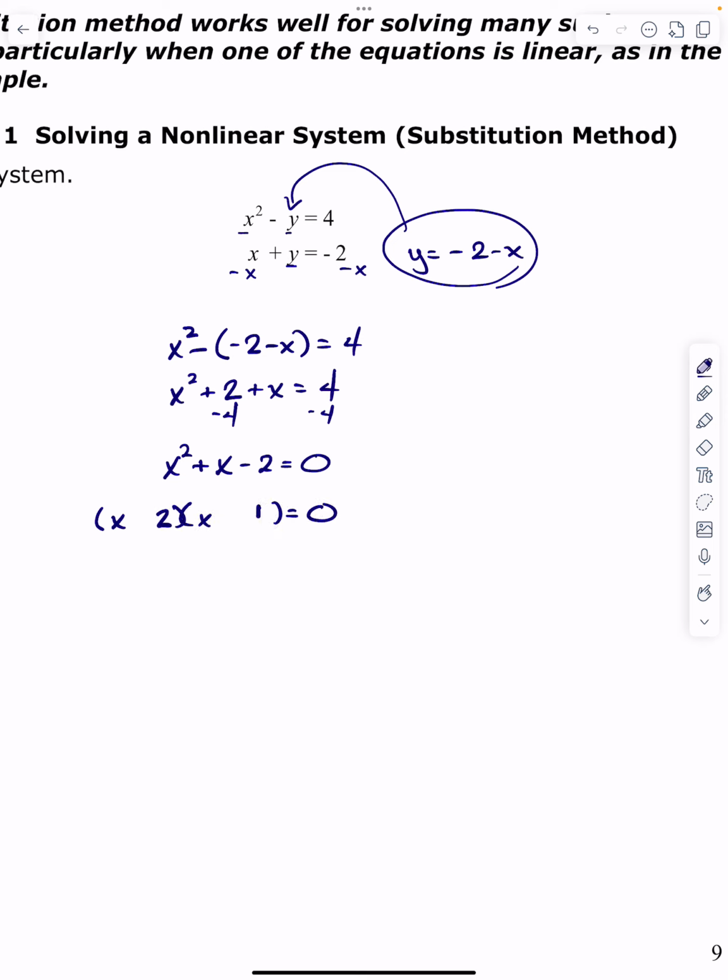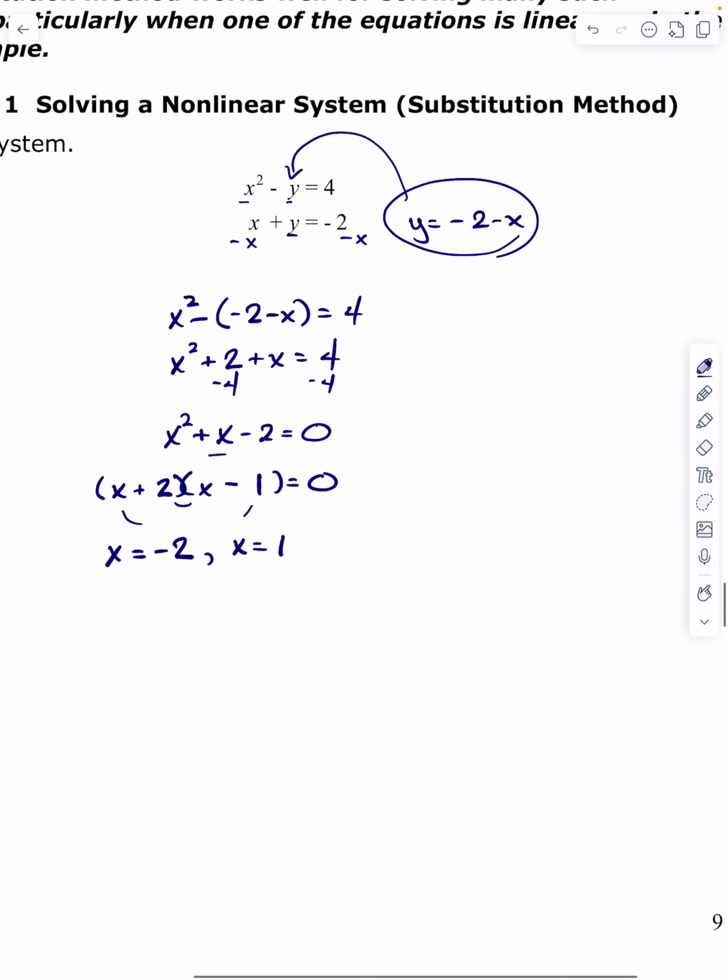The only way to get negative 2 is 2 and 1. I want my two middle terms to add and give me this positive 1x in the middle. So I got a plus 2 and a minus 1. So x equals negative 2, x equals 1. Keep in mind, that's just the x. Okay. So now we need to go ahead and plug that in up above.